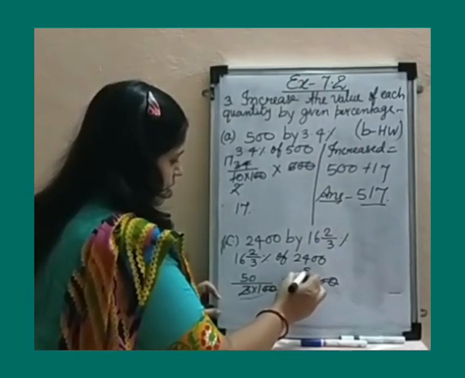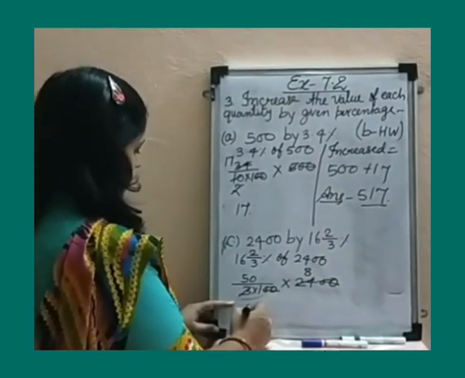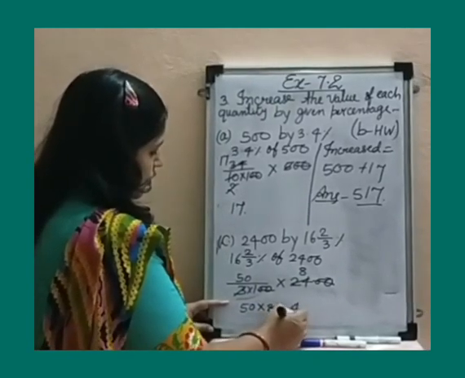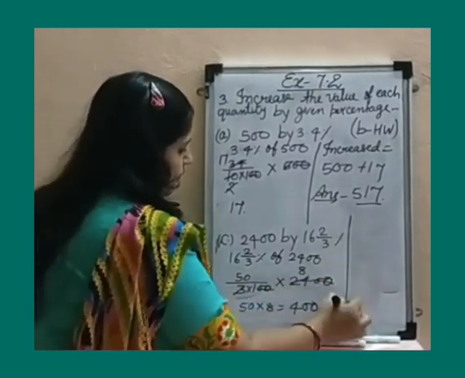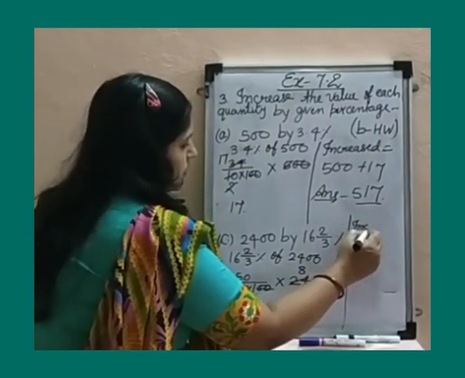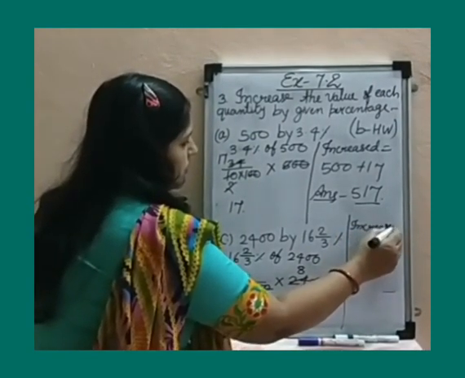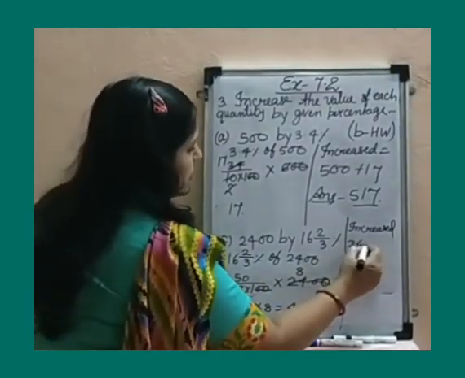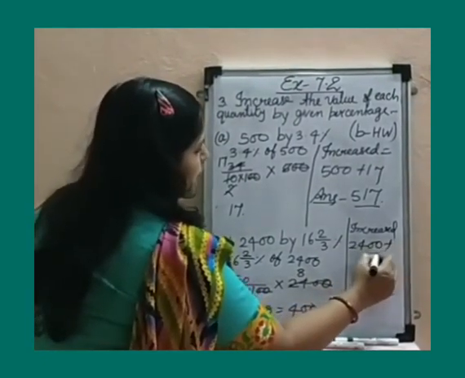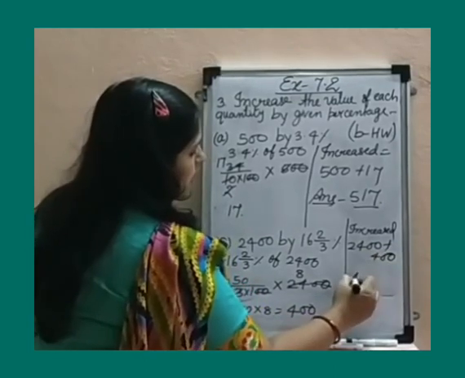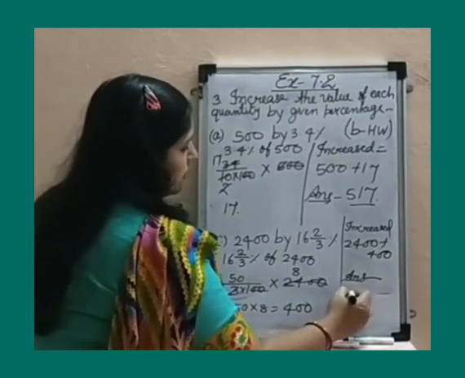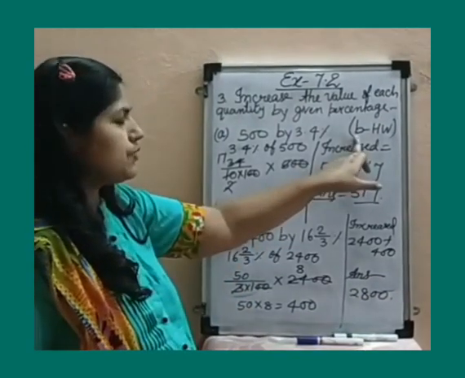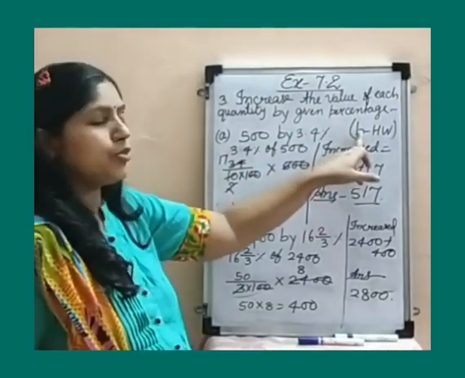8 threes are 24. 50 into 8 equals 400. Now here it is increased, so we will add this value to that. So 2400 plus 400. Answer is 2800. Question B is for your homework because A and B are almost the same.